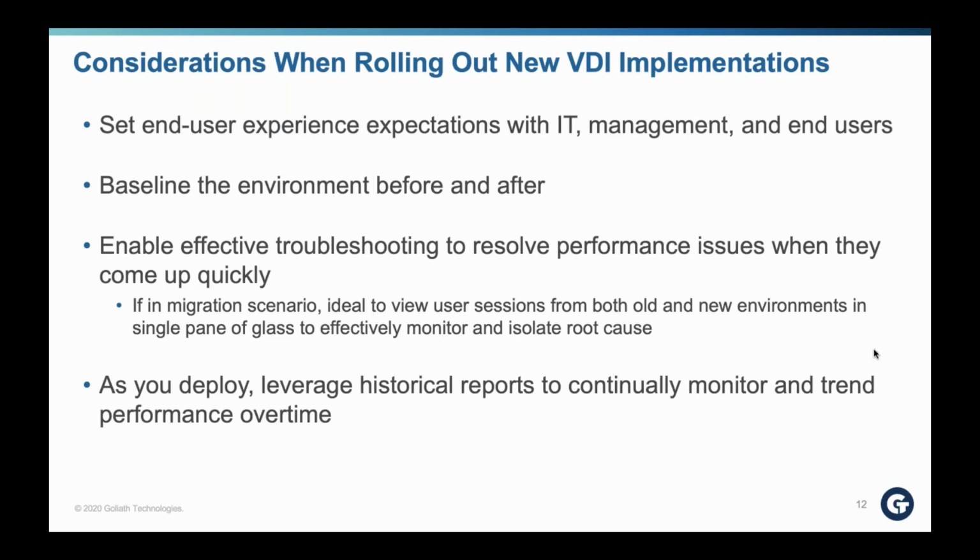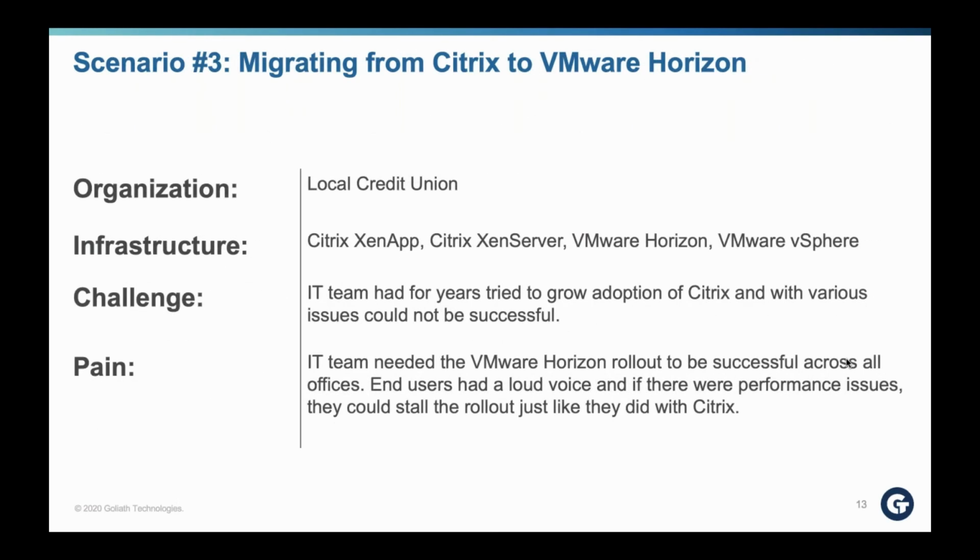I think that's a good point, and that's also a great segue into the next and final scenario that we have to talk about today, which was a customer that was moving from Citrix Virtual Apps and Desktops to VMware Horizon. The reason for the move was that they were having major issues with outages with Citrix, and the end users became apathetic and really just did not want to leverage those tools anymore because of the historically poor performance.